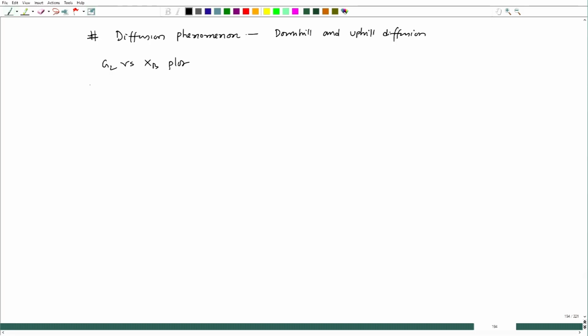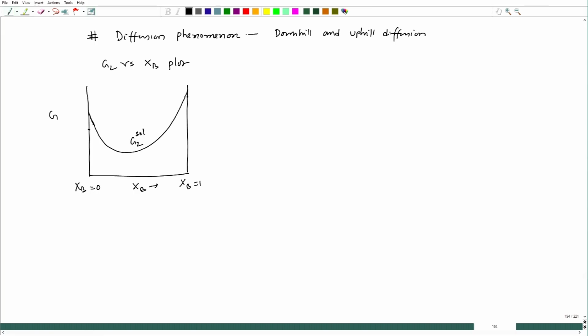Now, let us say I have a simple plot. Let us say this is x b, this is pure b, x b equal to 1, and this is x b equal to 0. Let us say these are the two temperatures, and here I am drawing the free energy composition diagram. This is G2 of the solution, and that is convex downward. So this is let us say case 1, throughout convex downward.